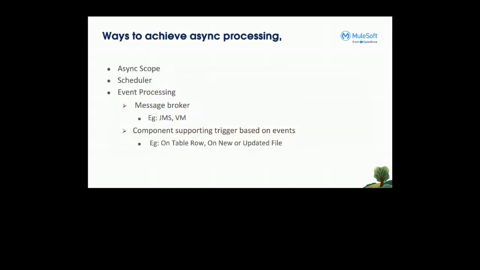So async scope is one of the options, then scheduler, subscriber, message broker, and trigger based events like on new, on update. So a question here: what is the difference between a scheduler, subscriber, and on update and on new? Does anyone know the difference between those?